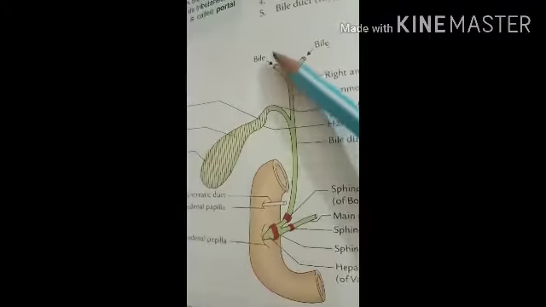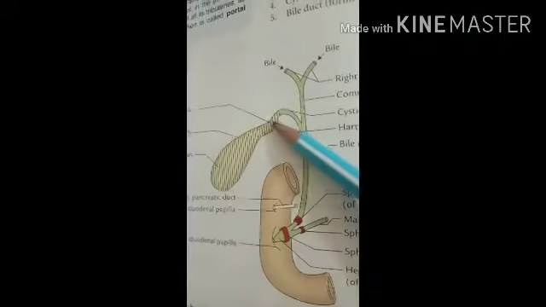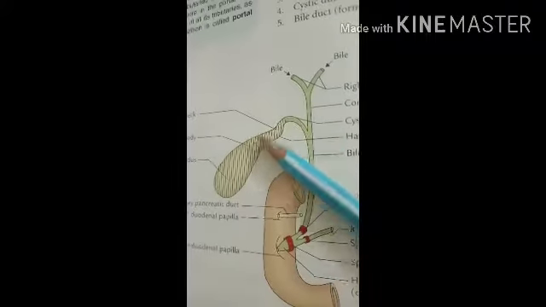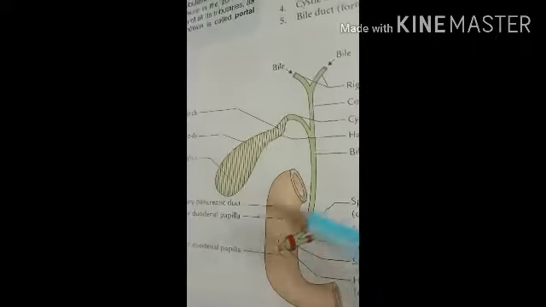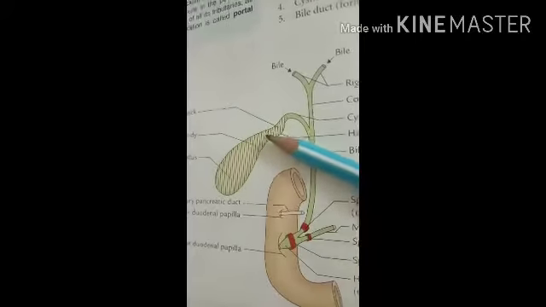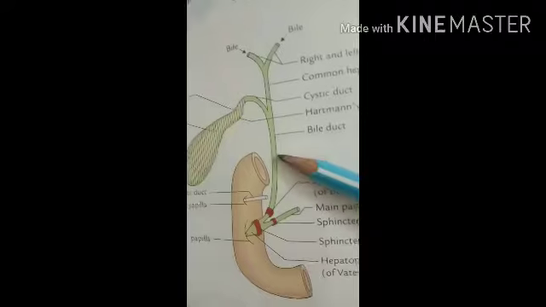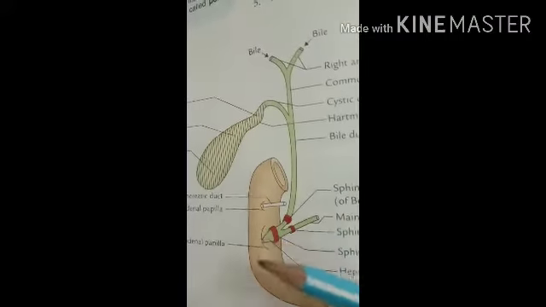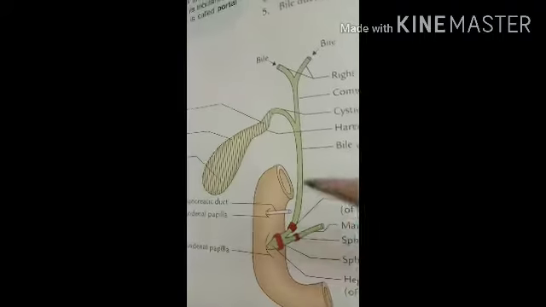Through this, the bile comes and enters the gallbladder. Here the bile is concentrated, and whenever fatty food enters the duodenum, at that time the gallbladder contracts, and the bile present in the gallbladder enters the bile duct, and then is poured into the second part of the duodenum. So that is called the extrabiliary apparatus.